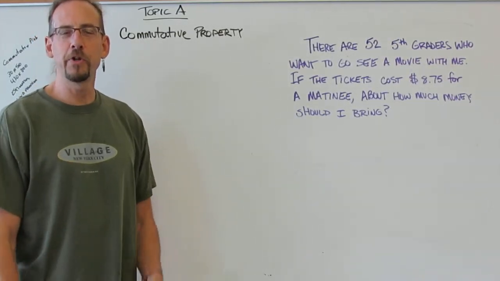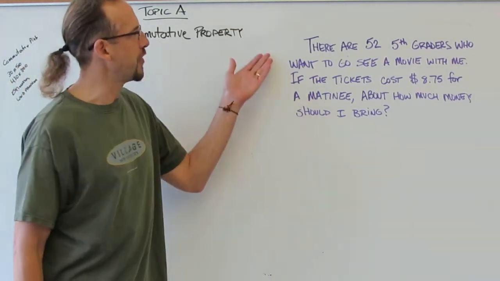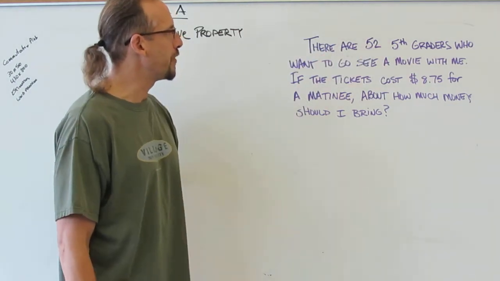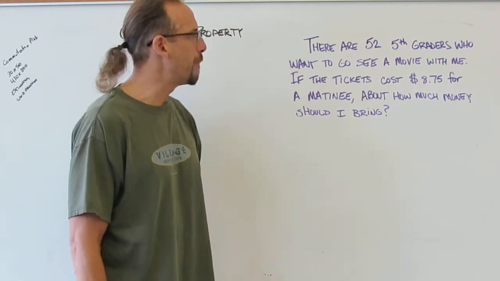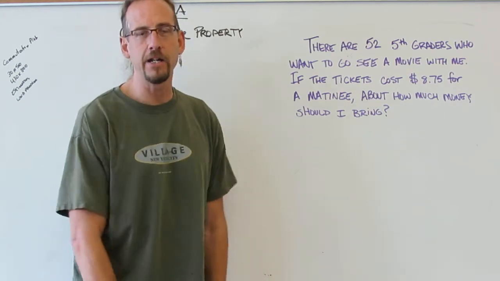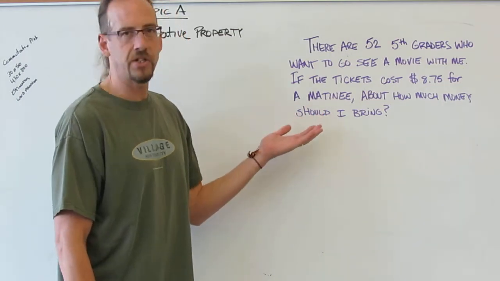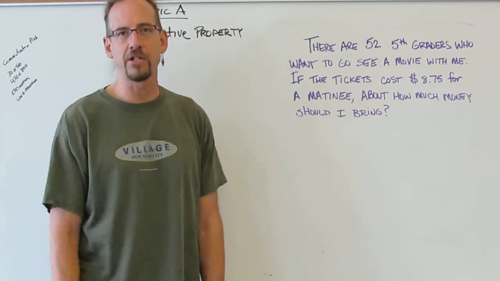In Module 2, we're going to do a lot of multiplying with bigger numbers. And we're going to work to try to solve problems like this one over here. There are 52 fifth graders who want to go see a movie with me. If the tickets cost $8.75 for a matinee, about how much money am I going to need to bring? And we want them to be able to solve problems like these and just get a quick estimate. And we want them to be able to solve them to get an accurate answer as well.